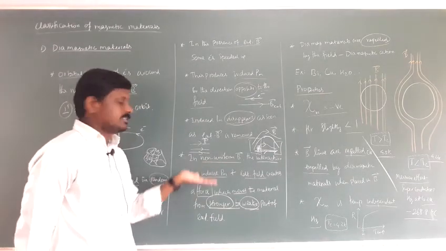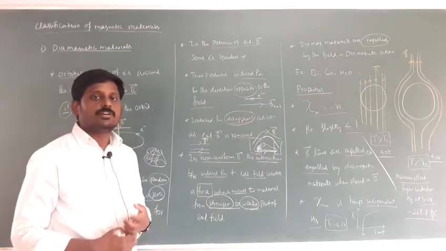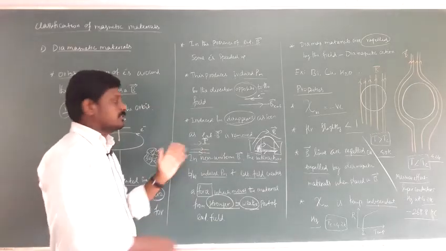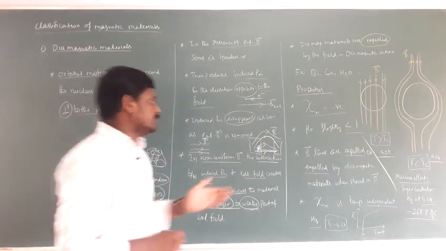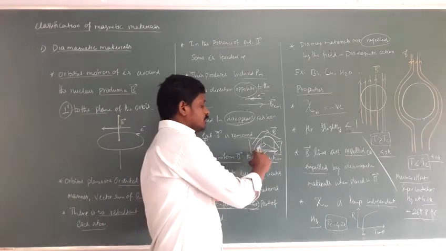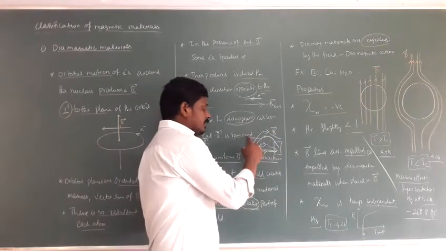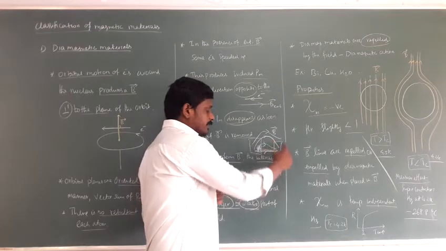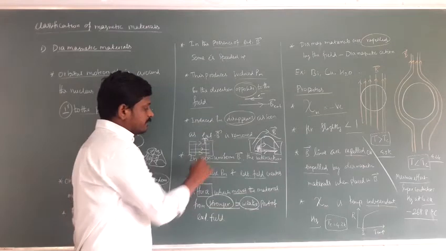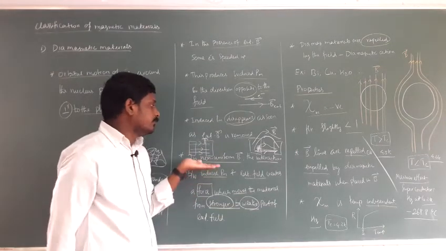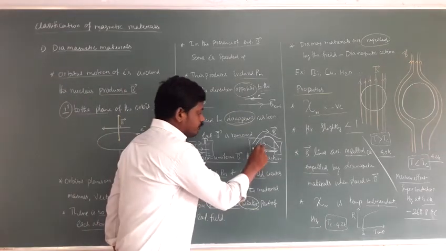Next, if diamagnetic materials are placed in a non-uniform magnetic field. What is the difference between uniform and non-uniform magnetic field? Uniform means same direction and constant magnitude. Here this is a non-uniform magnetic field. See, the direction of the magnetic field lines differs, and what is the magnitude here? Somewhat high and low. See here, what is the magnitude? Same, it's uniform.